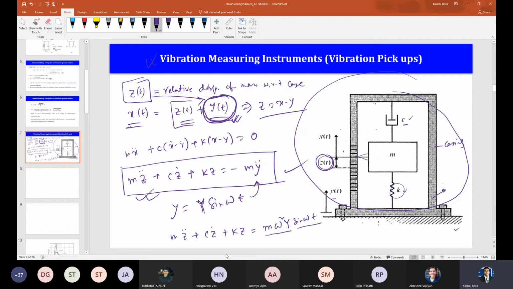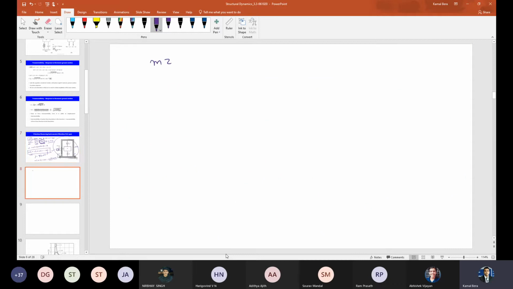So finally, I'm writing the equation again here. m z double dot plus c z dot plus k z. Remember that we are measuring the relative displacement of the mass. Be careful, relative displacement, z. That is what we are measuring, but from that measurement only we will infer what the ground motion is. Let us see how. m, what is omega square Y? m omega square Y sine omega t. So this is like F naught sine omega t, right?